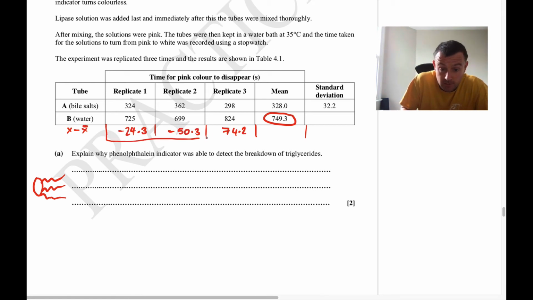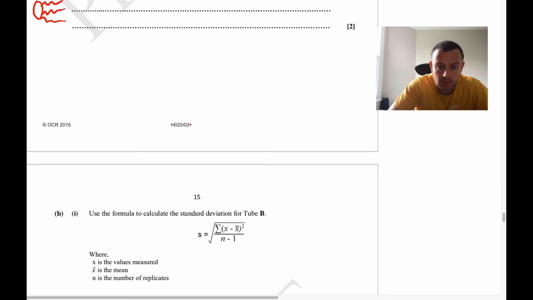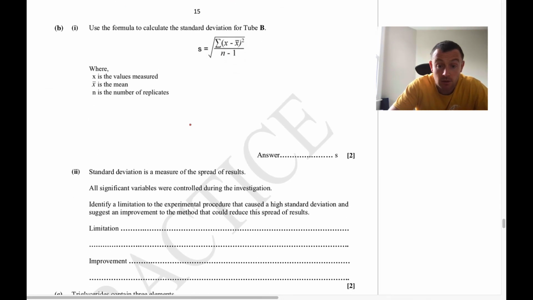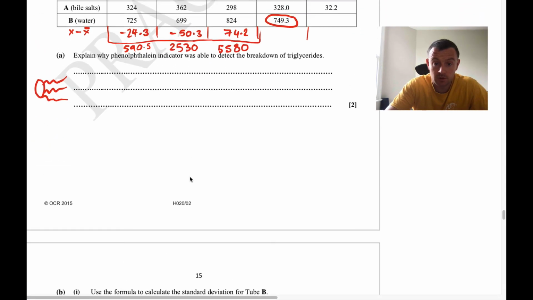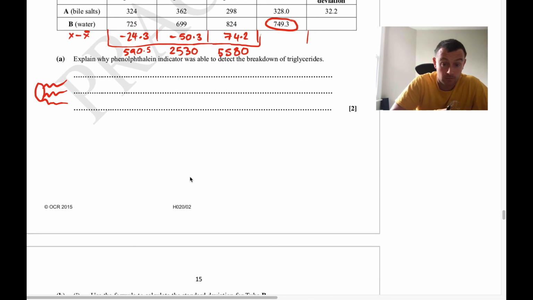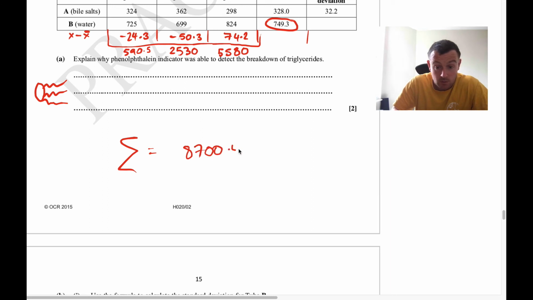Okay, so there's my x minus x bar. And then the next thing I need to do is square those values. And now I need to sum those. So if I add those up, the sum of all those is equal to 8,700.49. I divide it by n minus 1, so n is 3, so I divide it by 2.